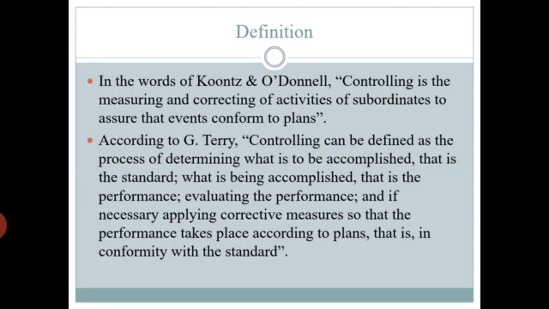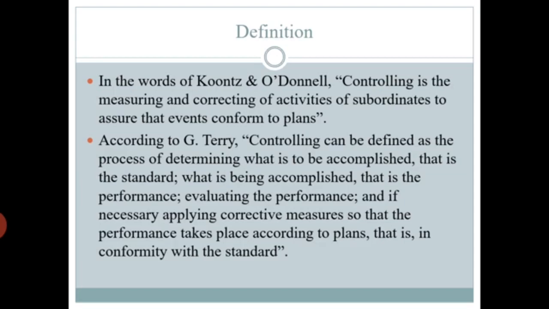Then another thinker, George Taylor, has defined controlling as a process. Controlling can be defined as the process of determining what is to be done, what is to be accomplished, that is the standard, what is being accomplished, that is the performance, evaluating the performance, and if necessary, applying corrective measures so that the performance takes place according to plans, that is in conformity with the standard.